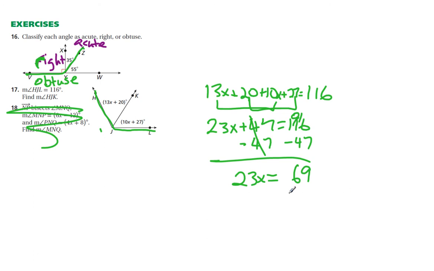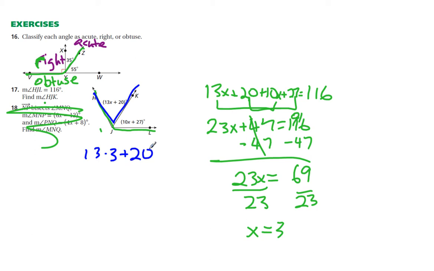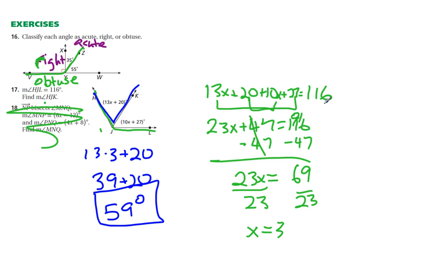What's wrong with you? Alright. What a coincidence. This is divisible. We get x is 3. All we care about is HJK. So we get 13 times 3 plus 20. So we get 39 plus 20 is 59 degrees. And if we knew this was 116 and this is 59, we could work out pretty easily what our other angle is.